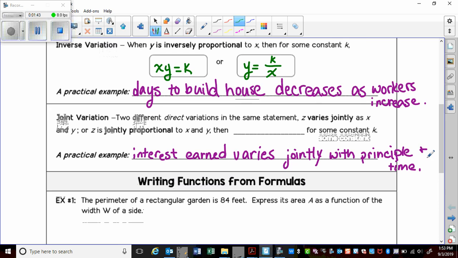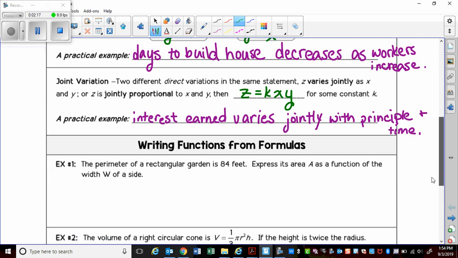Joint variation might be a little new. Two different direct variables in the same statement. So we have something like z. If z varies jointly as x and y, then z equals k times x and y for some constant k. An example would be interest earned varies jointly with the principal and time. So if this is principal and time, this with k will be your interest earned.